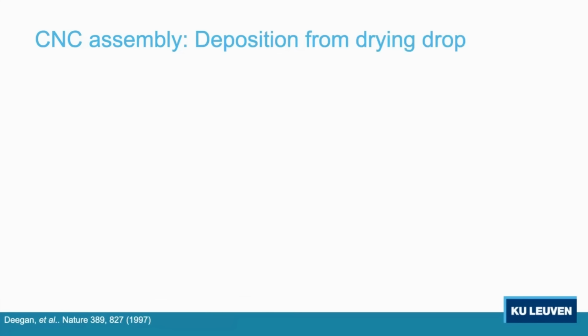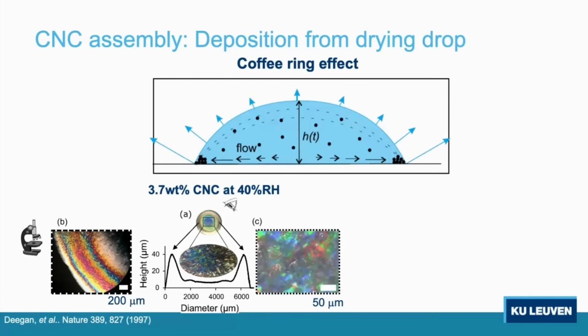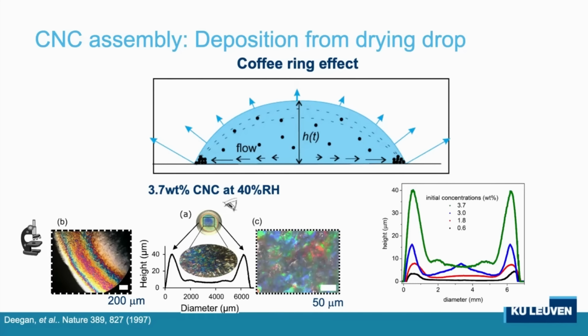We can also get this assembly in drying drops, but we all know if you dry a droplet, particles will go to the sides and accumulate there, and the effect is the so-called coffee ring effect. If you dry your CNCs slow enough, you get these lines that are colored on the outside because of changes in thickness. In the center, you get aligned CNCs, and there you get the structural color formation. As you increase your concentration, your coffee ring effect gets more pronounced, and you get higher sides.